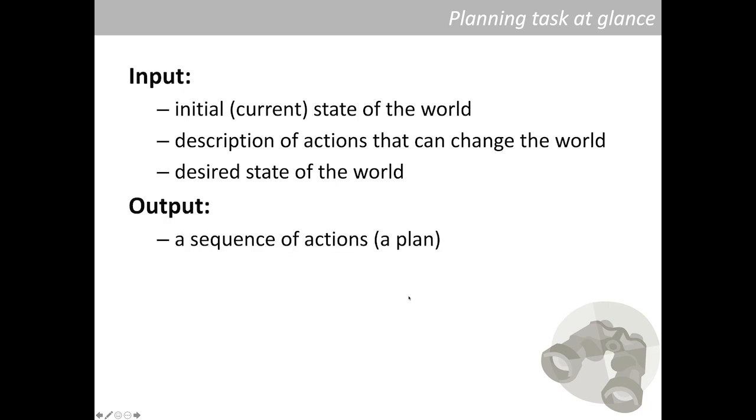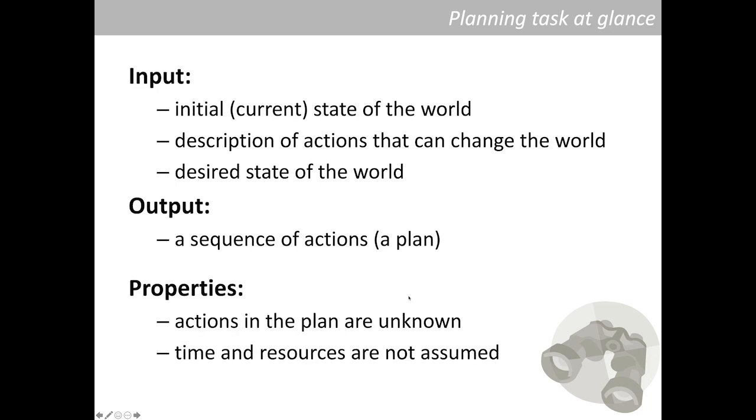And the output of the planning system is a plan, which is a sequence of actions that transfer the world from the initial state to a goal state, a desired state. What's typical for planning is that we don't know the length of the plan. We don't know which actions will be included. On the other side, we are usually ignoring time, like duration of actions, and we are ignoring resources that we need to execute the actions.